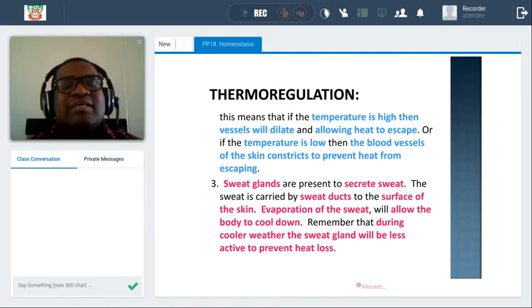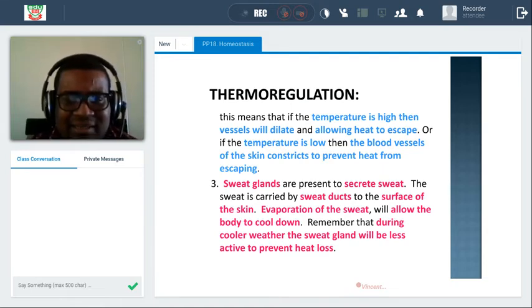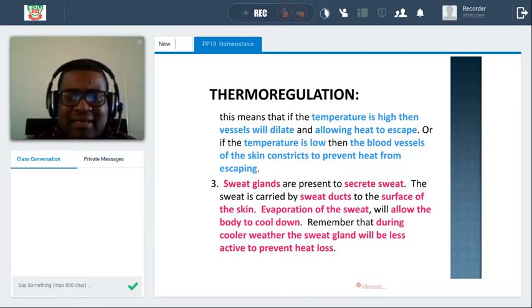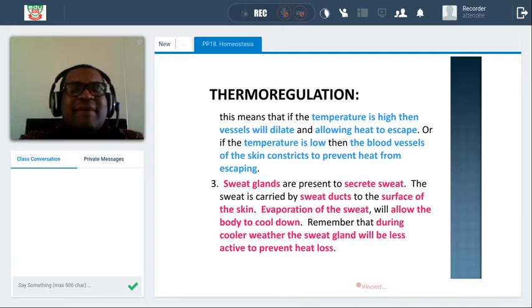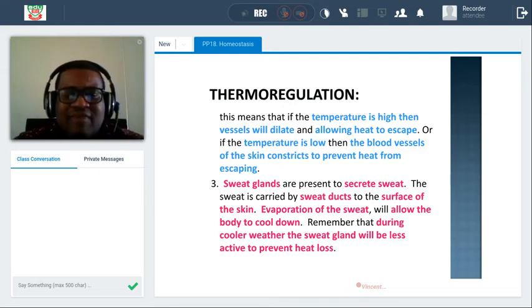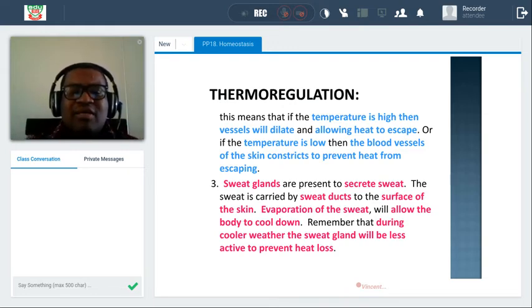Thirdly, it has sweat glands. The sweat is carried by the sweat duct to the surface of the skin. As this sweat evaporates, it will allow the body to cool down, because as it evaporates, it takes heat from the body. Water needs heat to evaporate. So as it evaporates, it uses the heat on the body, and this gives a cooling effect on the body.